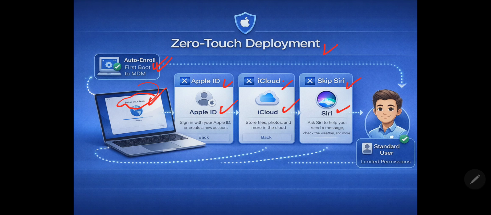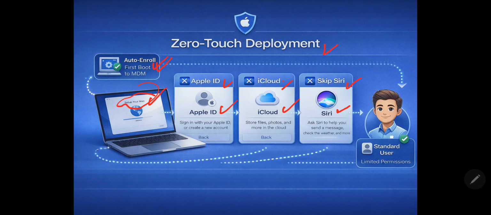Policy and configuration applied automatically. Once enrolled, the MDM automatically applies security policies, configuration profiles, required applications, restrictions, and compliance settings. Standard user with limited permission: the end user is created as a standard user, not an administrator. This ensures better security, controlled system changes, and compliance with corporate IT rules.